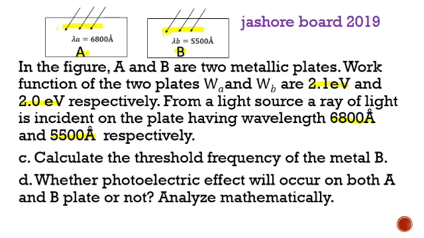The C marks question says: calculate the threshold frequency of the metal plate B. We have to find out the threshold frequency for plate B. And the D marks question says: whether photoelectric effect will occur on plate A, both plates A and B, or not. That means photoelectric effect will occur in A and B both, or separately in A or separately in B. We have to find this out. So let's do the math.